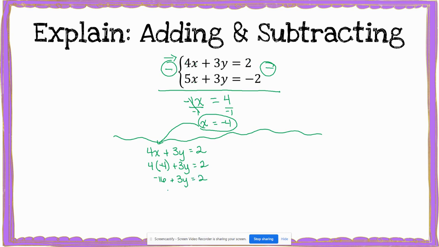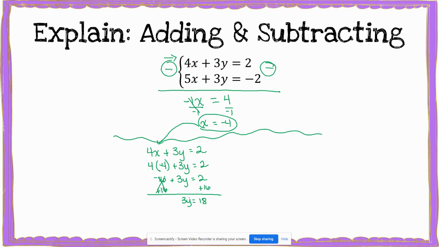Well, I need to get y by itself, so I need to eliminate this negative 16 first. Well, that's a minus 16, so the opposite of that is plus 16, so I will add 16 on both sides of this equation. Negative 16 plus positive 16 is 0, so those cancel out, and I'm going to bring down 3y equals, then 2 plus 16 gives me 18.